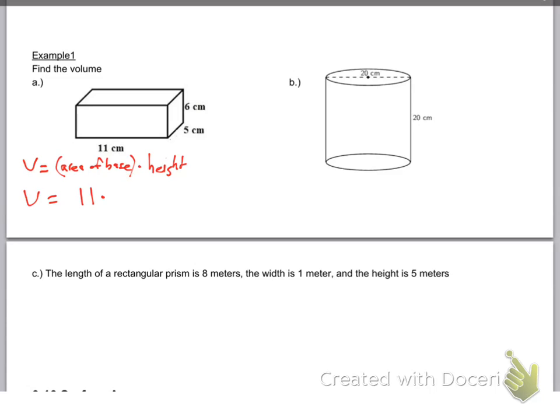11 times 5. And we're going to multiply that by a height of 6. So now all you have to do is multiply 11 times 5 times 6, which is 330 centimeters. And centimeters times centimeters times centimeters is centimeters cubed. And so we have the volume. Cubic. It has to have a power of 3.